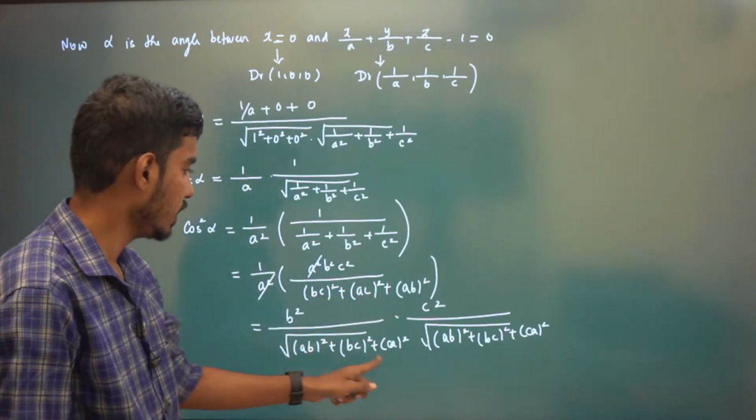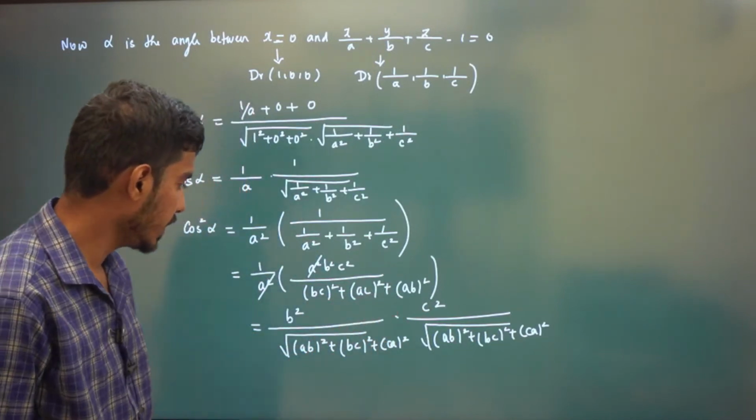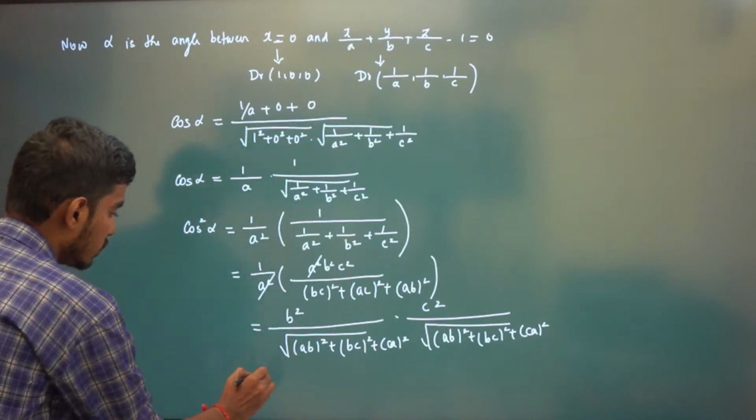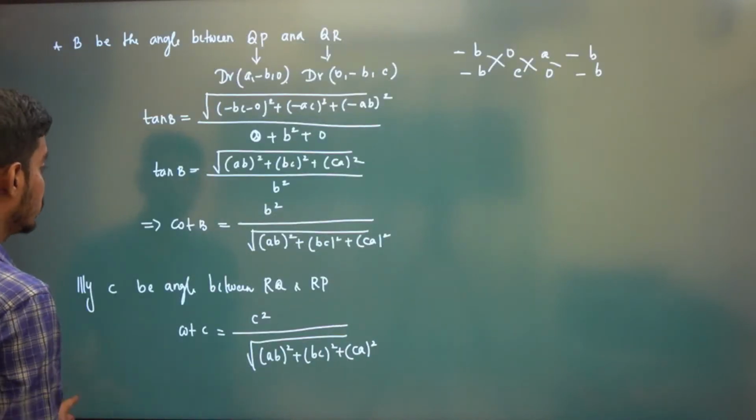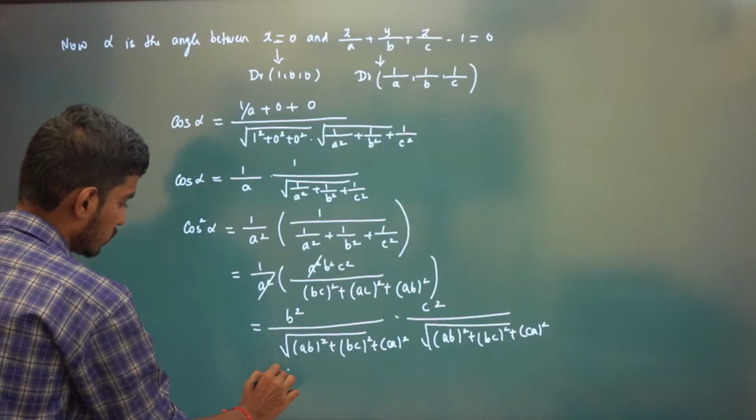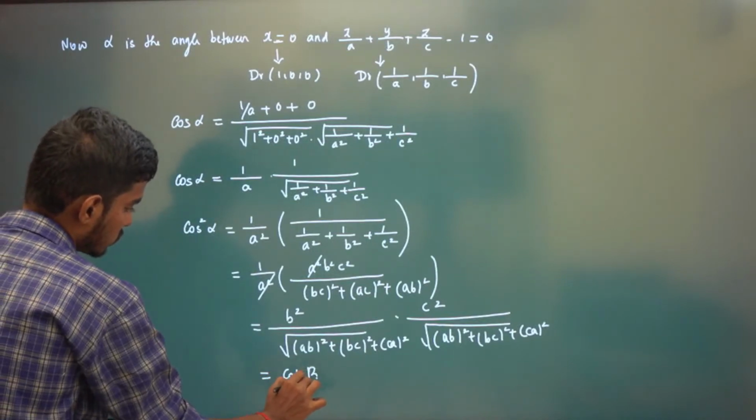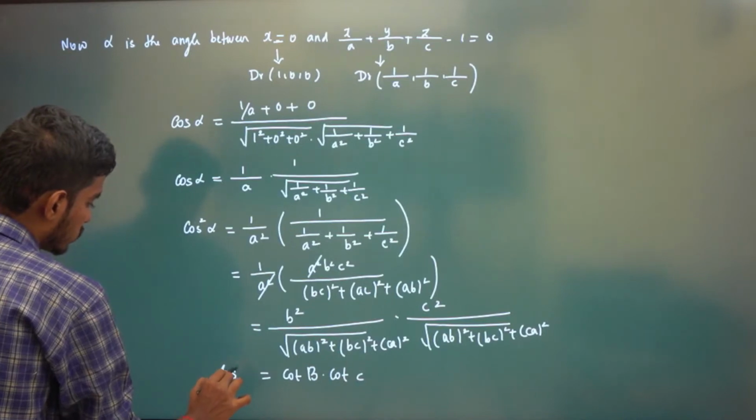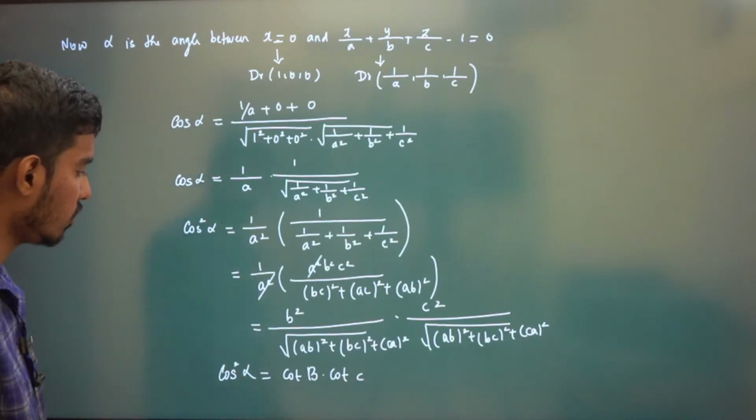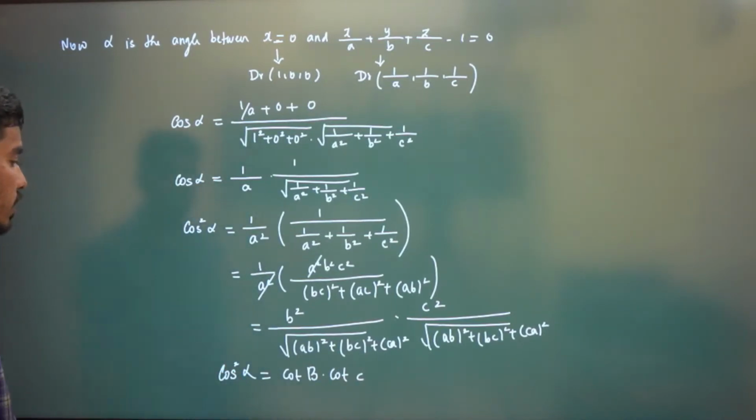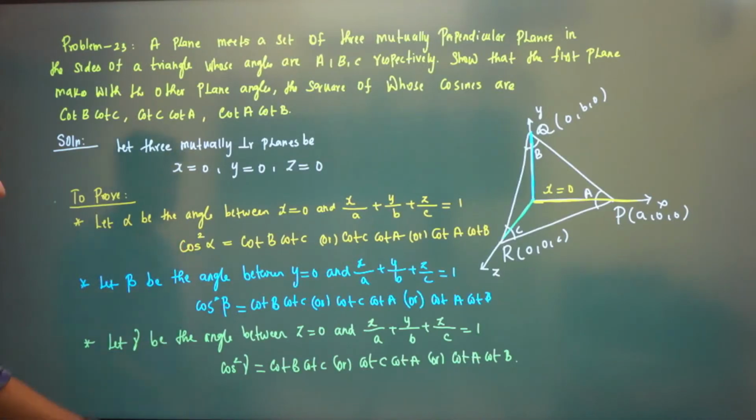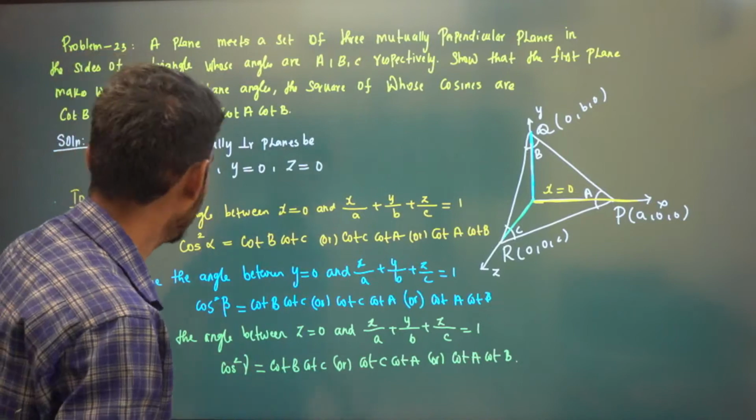B square c square divided by this root will get vanished. So we will have this term. Now what is this term? This term is b square by this. This is cot b, this is cot c. So we have proved cos square alpha is cot b cot c. Now similarly you need to prove cos square beta and cos square gamma. This, right? I think you can easily do this. I'll do only one part.